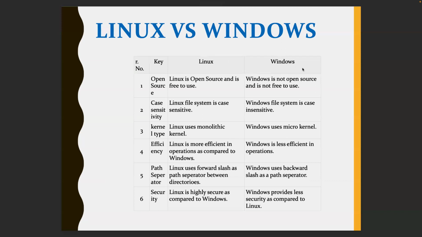And if you look at some basic differences between Linux and Windows, Linux is open source and free to use. That's not the case with Windows. You all know that, right? And the Linux file system is case sensitive. That's not the case again with Windows. Linux uses a monolithic kernel, is more efficient, and uses forward slashes, whereas Windows uses backward slashes. In the path, you will see this difference. And Linux is highly secure when compared with Windows. These are the very basic differences between Linux and Windows.